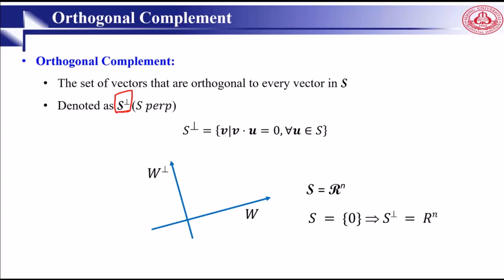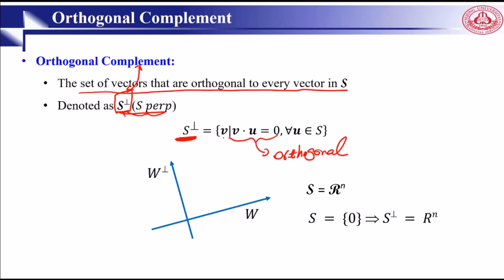So the orthogonal complement of a non-empty set S is denoted by S perp. Read this one as S perp. This is called the orthogonal complement. So the orthogonal complement, or S perp, is the set of vectors that are orthogonal to every vector in S. So we say S perp is the set of V where V dot U is 0. This is the meaning of orthogonal, right? So a set of vectors that are orthogonal to every vector in S, we show in this way. So S is a subspace of R n, and you can see here that W perp is orthogonal to W.